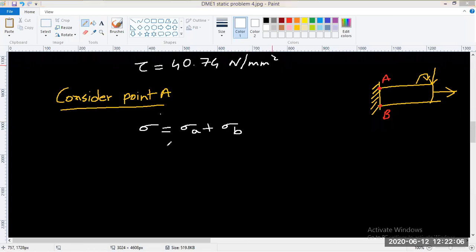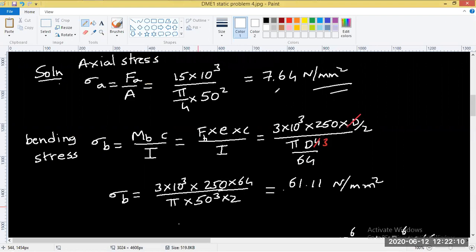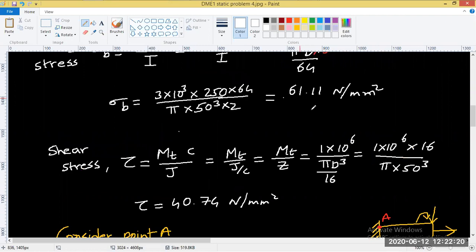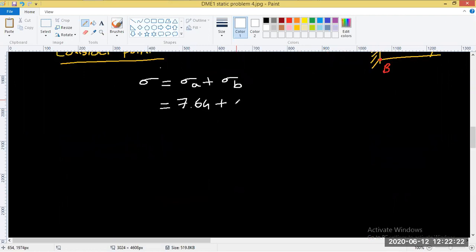Let's find out. So sigma A, I think we know, is 7.64, plus sigma B, the bending stress, 61.11. This will give us the value of the combined stress. So I can call this the combined stress.